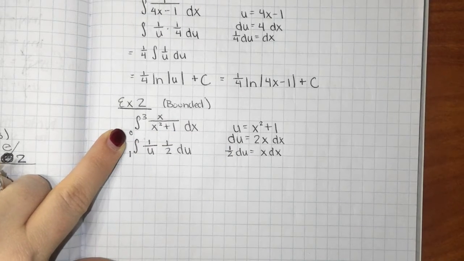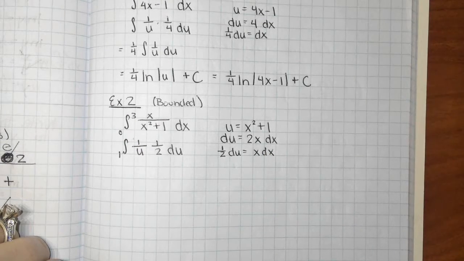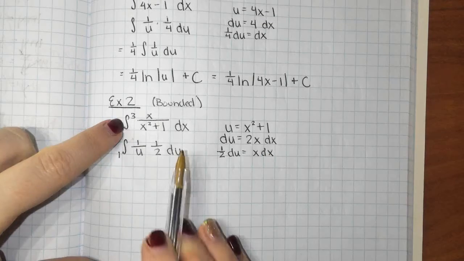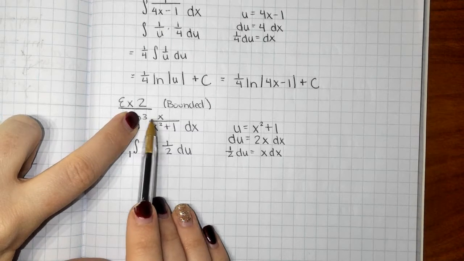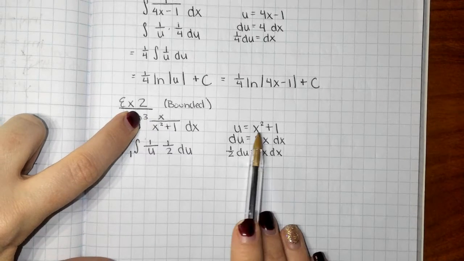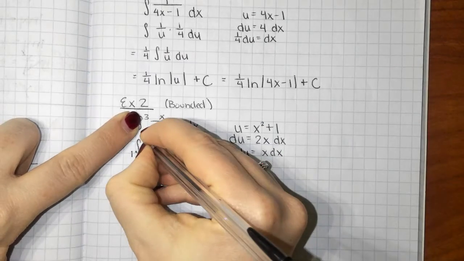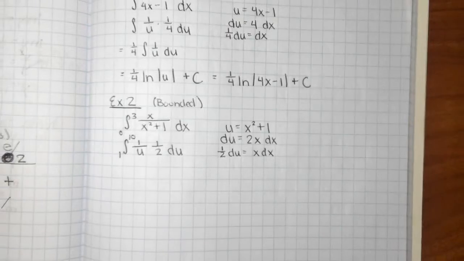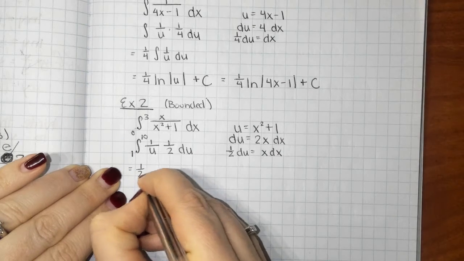Okay? If I take this, what do you think it was? Okay. If I take 3 and I plug in, 3 squared will be 9 plus 1, so my new upper bound is 10. Okay? So again, maybe you want to bring that 1/2 out before we integrate.